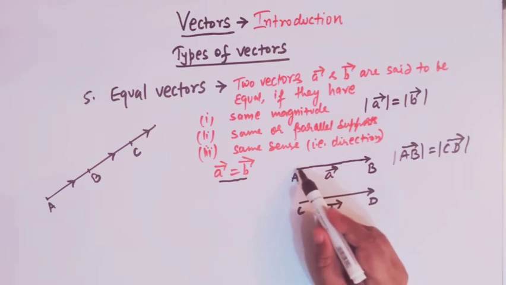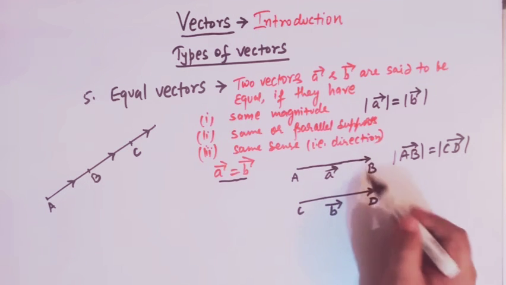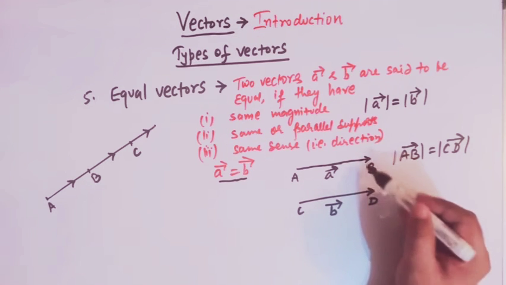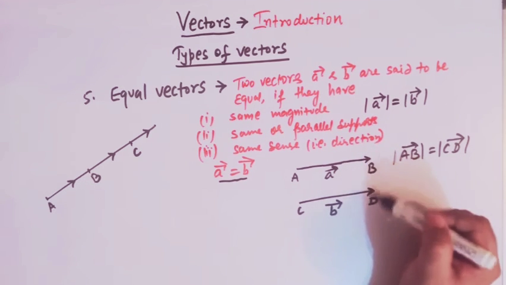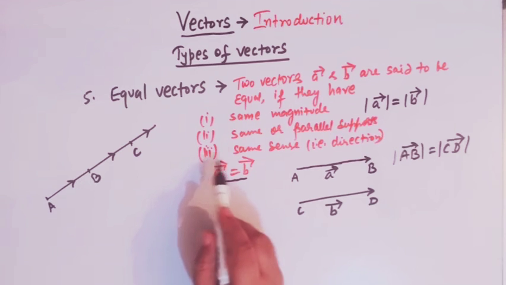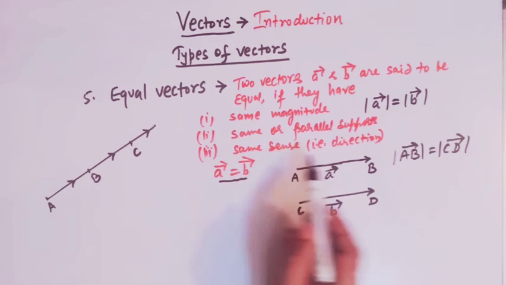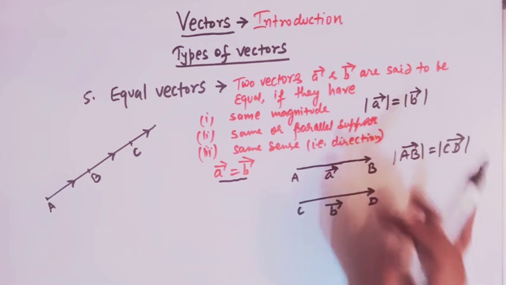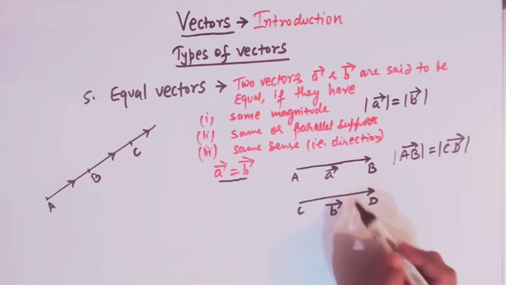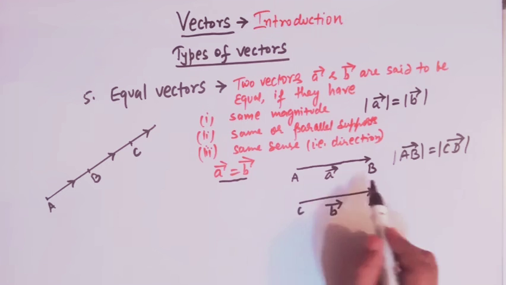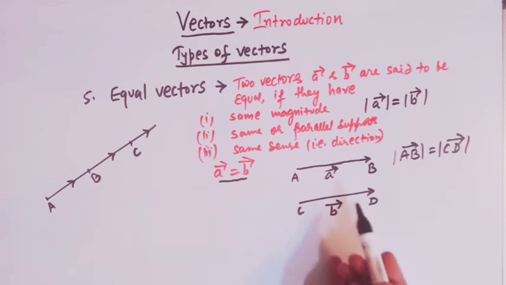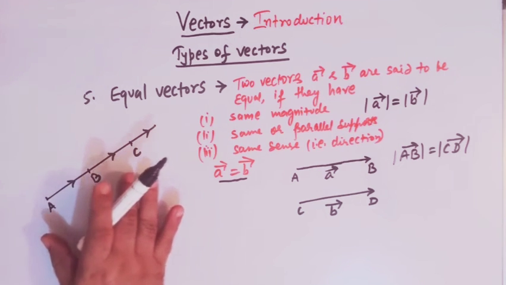So here these two vectors have parallel supports, right? And the third thing is having the same sense, that is the direction. And here we see from this figure that these two vectors are parallel and they have the same direction. So the two vectors are equal. Now let us consider the second figure.